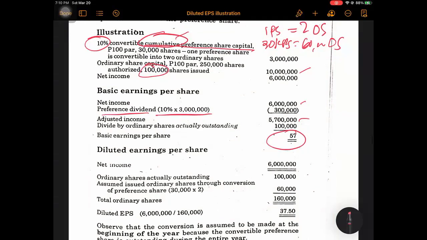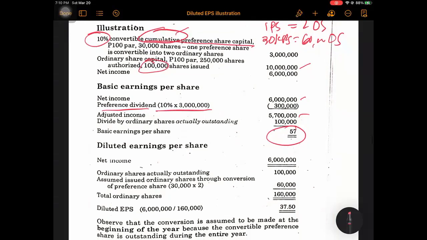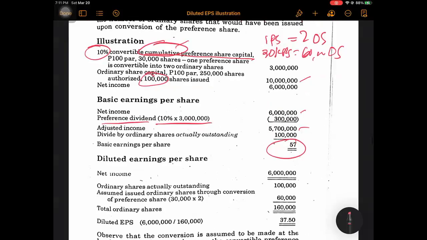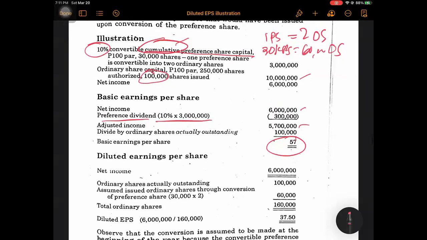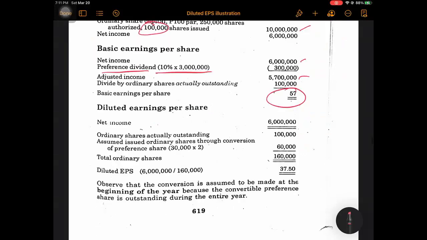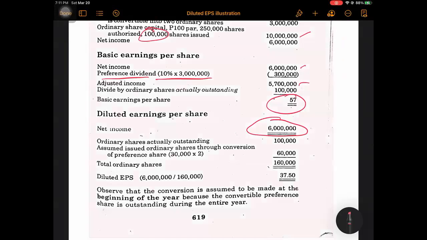How about diluted earnings per share? Again, as if it is converted into ordinary shares, because we assume that it is already converted into ordinary shares. At the beginning of the year, therefore, there's no available preference dividend anymore. So we no longer subtract anything from our net income.